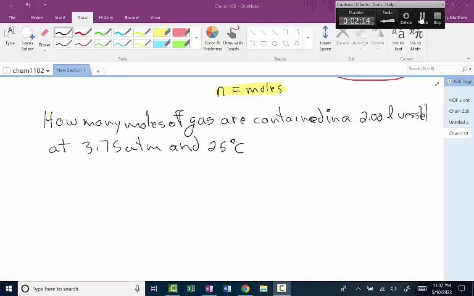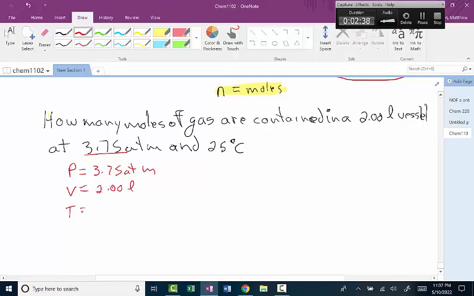So here's our problem. How many moles of gas are contained in a 2-liter vessel at 3.75 atmospheres and 25 degrees Celsius? The secret to doing these is write out everything you know. So the pressure equals 3.75 atmospheres. The volume is equal to 2.00 liters. The temperature equals 25 degrees Celsius, and I've got to convert it to Kelvin, so plus 273.15 is 298.15 Kelvin. That's about room temperature.